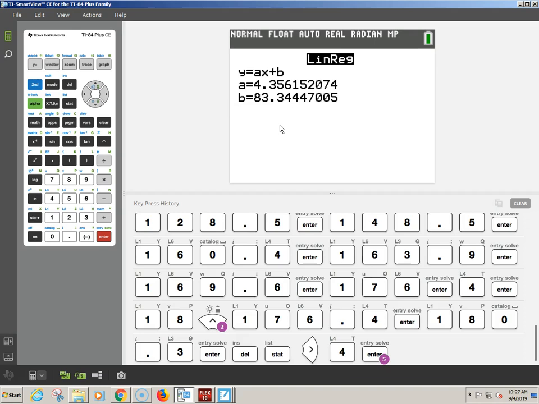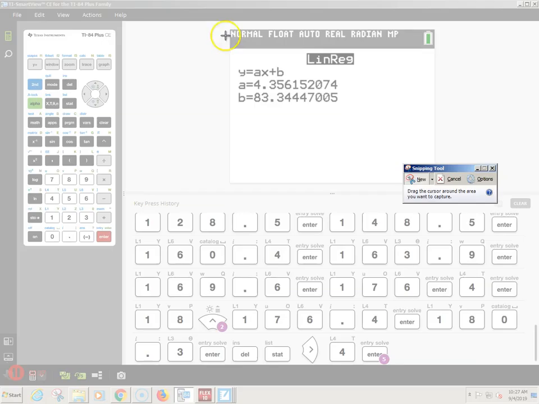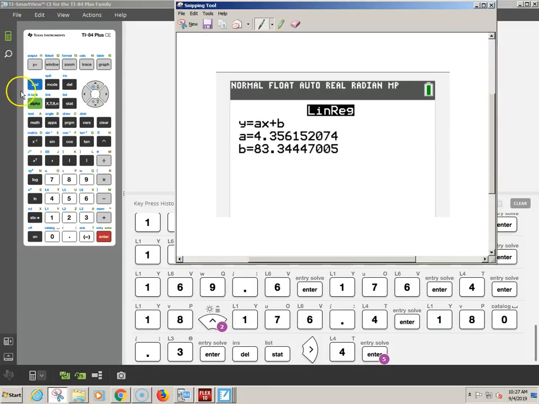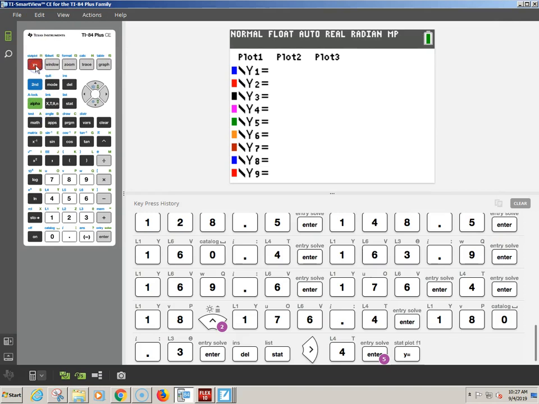Coming back. So don't write y equals ax plus b. That's annoying. Write y equals 4.356x plus 83.344. Now, once you have your equation, do you see in number 2, it says using the linear regression you calculated? If you're using the linear regression that you calculated, we can't use it unless we put it in our calculator. So can't we take this and go put it in y equals?